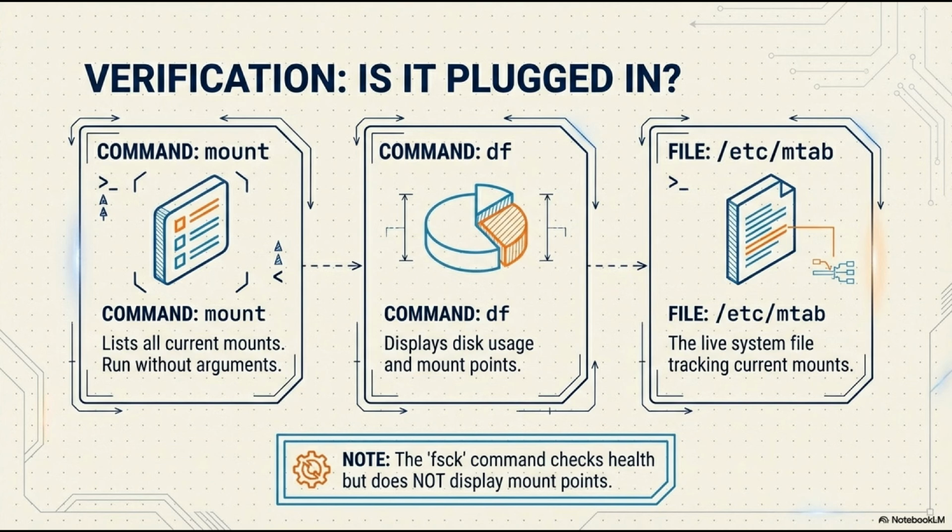Now, looking at the quiz questions for this, there's a trick question that lists commands to check mounts, and one of the options is fsck. Ah, the fsck trap. And a lot of people pick it. Why is it wrong? fsck stands for File System Check. It's a repair tool. Think of it like a surgeon. Yep. If you want to know if your friend is in the house, you don't call a surgeon to cut them open. You call a surgeon when something is broken.